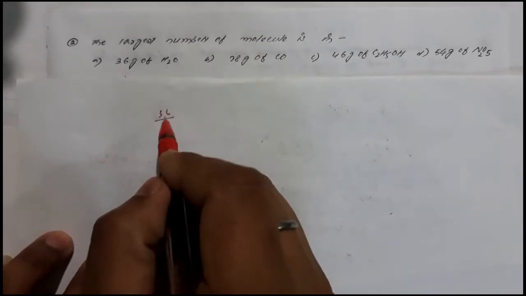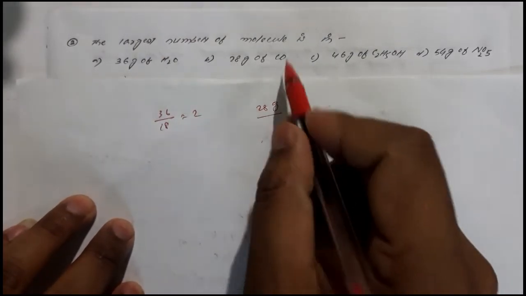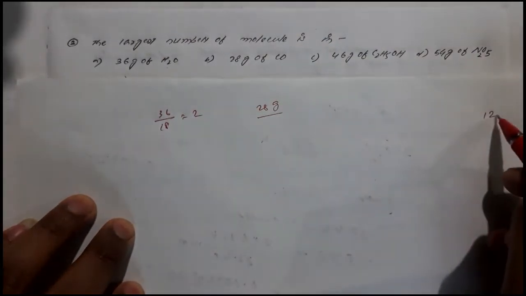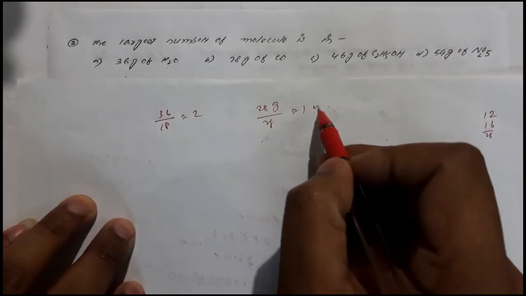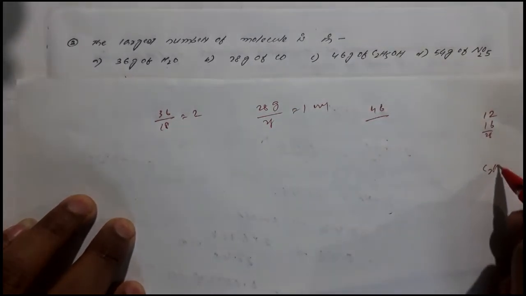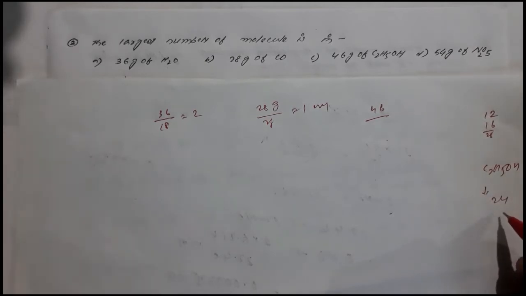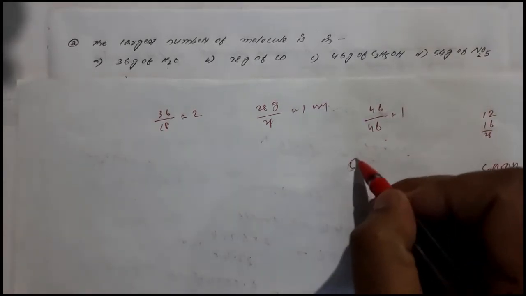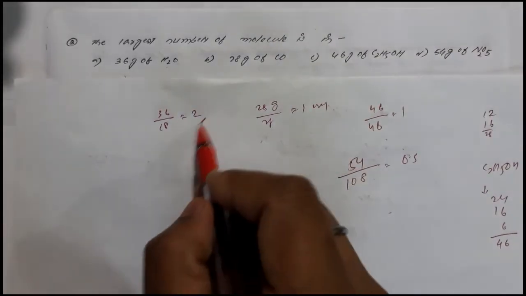So 36 divided by 18 equals 2 mole. 28 divided by, carbon 12 plus oxygen 16, equals 28, so this is 1 mole. Next, 46 divided by C2H5OH: carbon 2 times 12 is 24, oxygen 16, and H6 is 6, equals 46, so that is 1 mole. And 54 divided by 108 equals 0.5. So which is in greater mole?